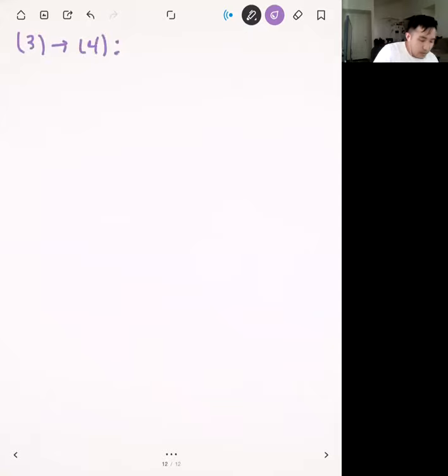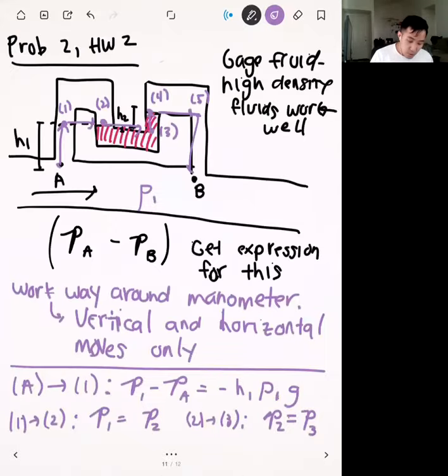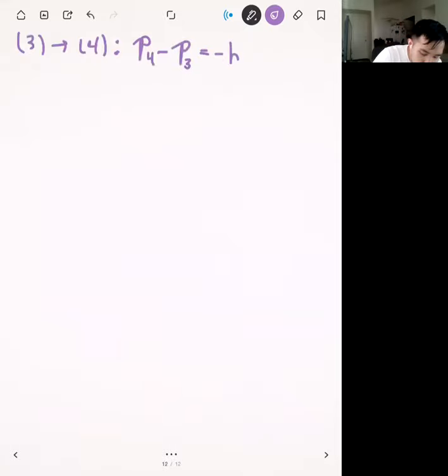Okay, and so next we're going to go from 3 to 4, and 3 to 4 is a vertical move. Let's do the higher point minus the lower point. So we have P4 minus P3 is equal to minus H2 ρ2 G, where ρ2 is the density of the gauge fluid.